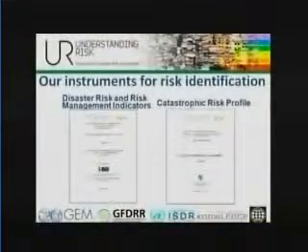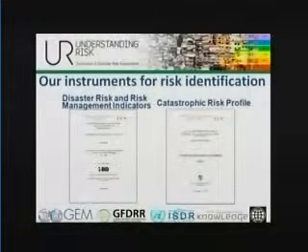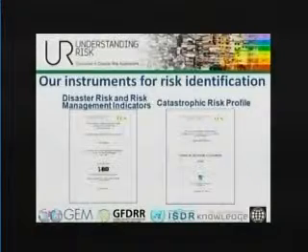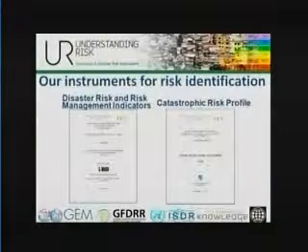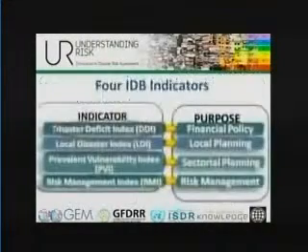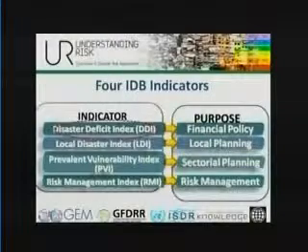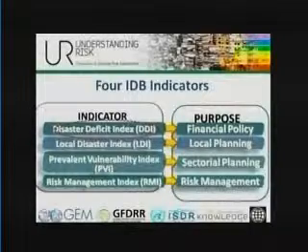Let's see. These are instruments to visualize the risk. One is an indicator for disaster risk and risk management, and another is a catastrophe risk profile. And this is our set of four indicators: DDI, LDI, BVI, and RMI. For this presentation, we just focus on DDI, the Disaster Deficit Index.